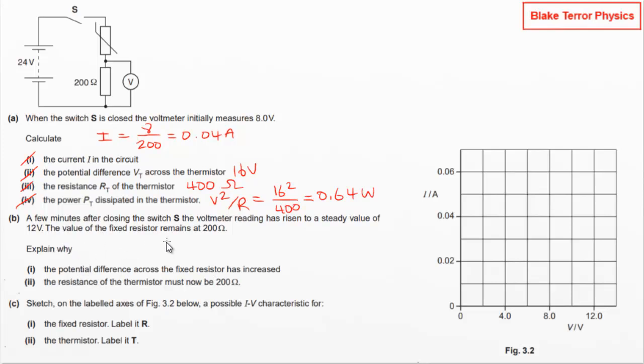A few minutes after closing the switch S, the voltmeter reading has risen to a steady value of 12 volts. The value of the fixed resistor remains at 200 ohms. Explain why the potential difference across the fixed resistor has increased.